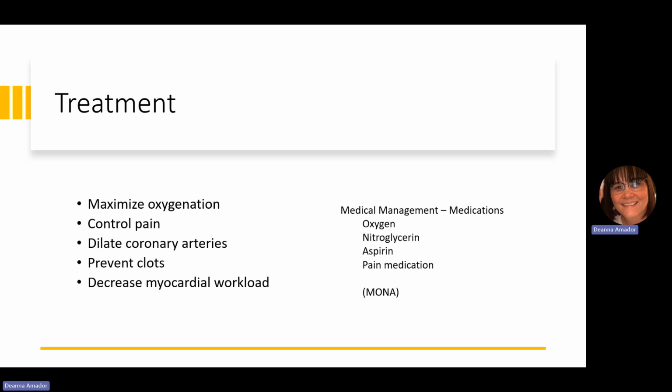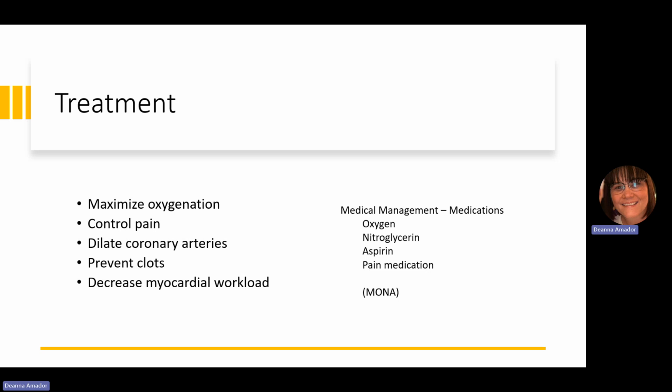Oxygen itself, they will typically put people on oxygen, but it does go on to say, if their O2 saturation is less than 90%, then they'll put the patient on oxygen. Aspirin is an antiplatelet, so this is used to help prevent platelets from getting bigger, and if you already have a clot, to prevent it from getting larger, and also to prevent new clots from forming. So that's why we give an antiplatelet or aspirin.